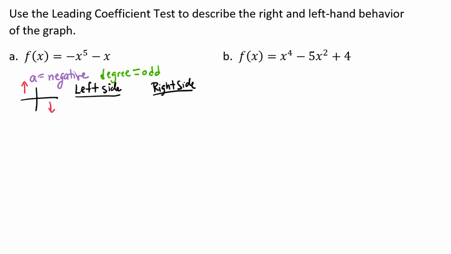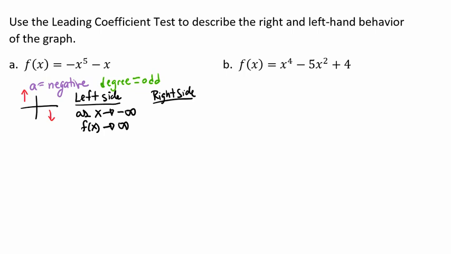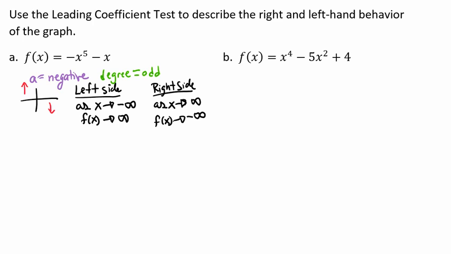To describe that, if we're looking at just the left side, we'll say that as x approaches negative infinity, so as we are going this direction, that means that our f of x is going up. So as x approaches negative infinity, f of x is approaching positive infinity. Well, what about the right side? For our right side, we would say, as x is approaching positive infinity, f of x is approaching negative infinity. And that's how we would write our answers.